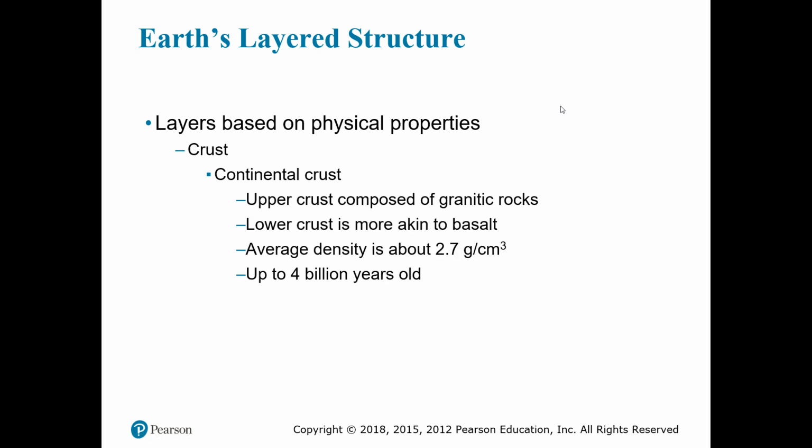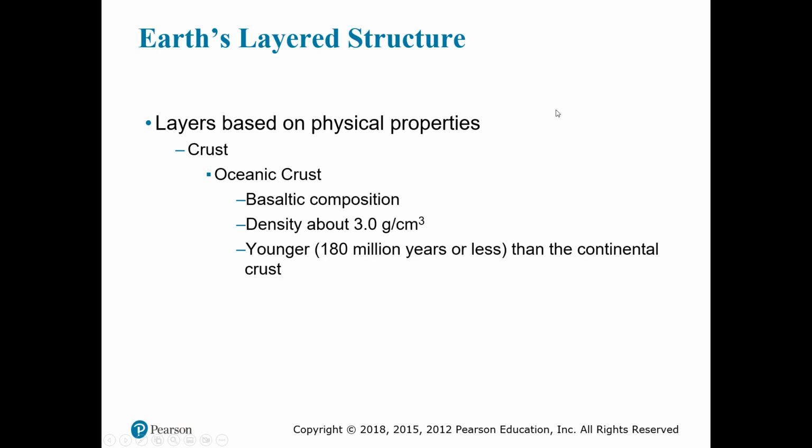Continental crust is granitic in nature, and it's less dense than ocean crust. We have some crust that's up to 4 billion years old. So we have some rock record that goes through most of Earth's history. The oceanic crust is basaltic in composition, and it's more dense. It's also a lot younger.